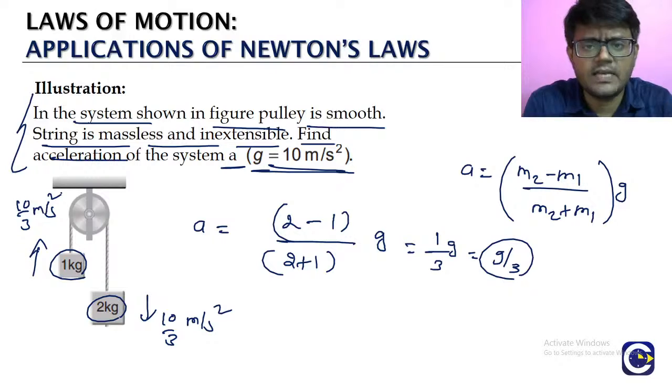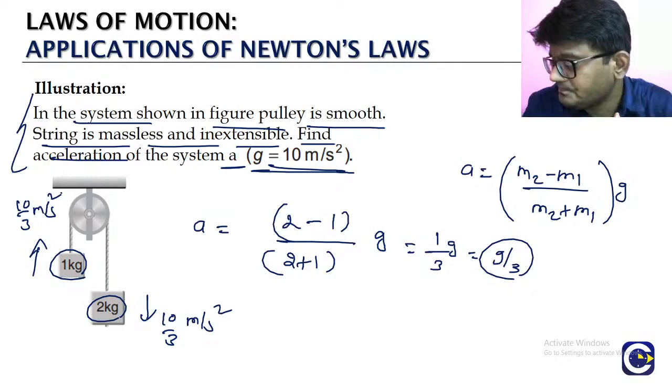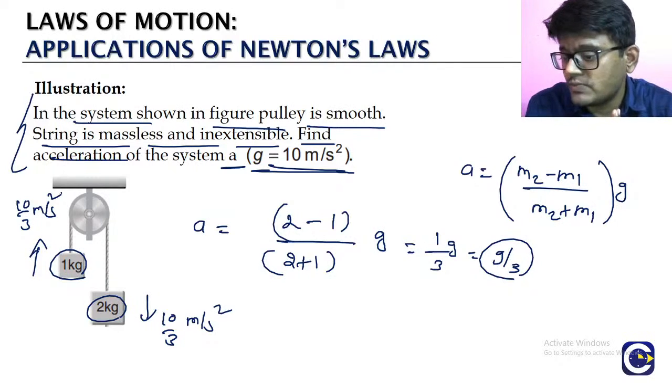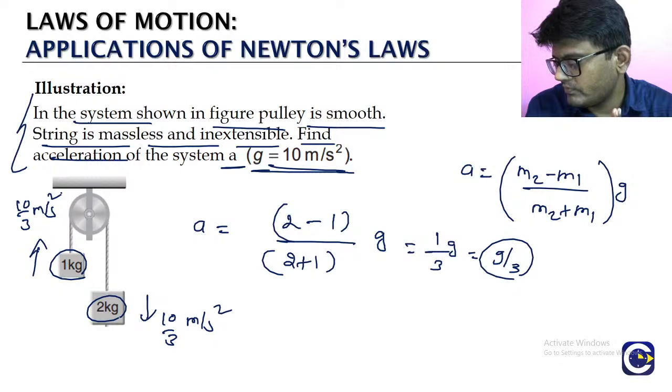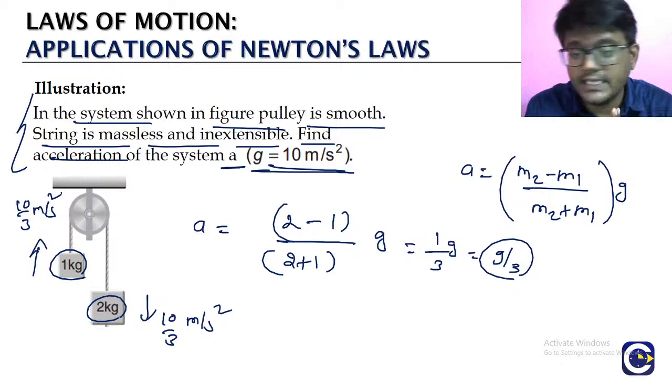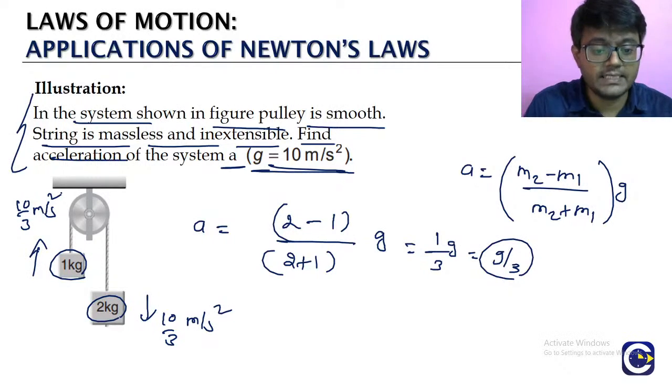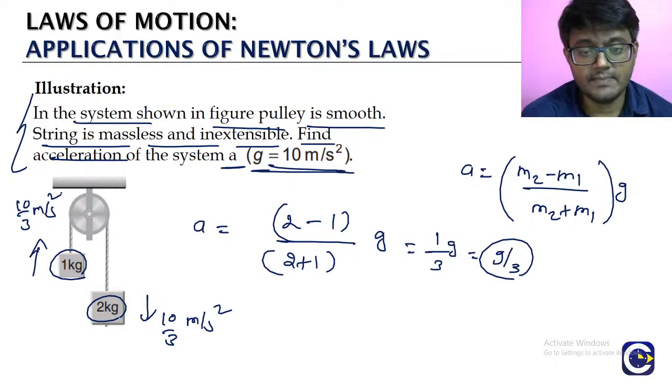We've done that calculation. That's what we are repeating. So check it, students. What must be the answer? The answer should be, it is basically 10 by 3 meter per second square. So the 2 kg will go down with that acceleration, and the 1 kg will go up with that same acceleration.